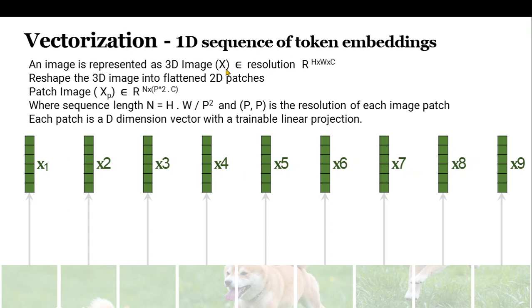The 3D image representation is height times width times color. You reshape the 3D image into flattened 2D patches first, with a sequence length of n, and then this is further flattened into a one-dimensional sequence of token embeddings. The sequence length is height times width divided by p squared, where p comma p is the resolution of each image patch, and each patch is a d-dimensional vector with a trainable linear projection. This dimension could be, for example, by default a 64-dimension vector. If you look at one of the implementations, you would find that this is a configurable parameter. I'll show you very quickly after this PowerPoint how to see the coding for all of this.